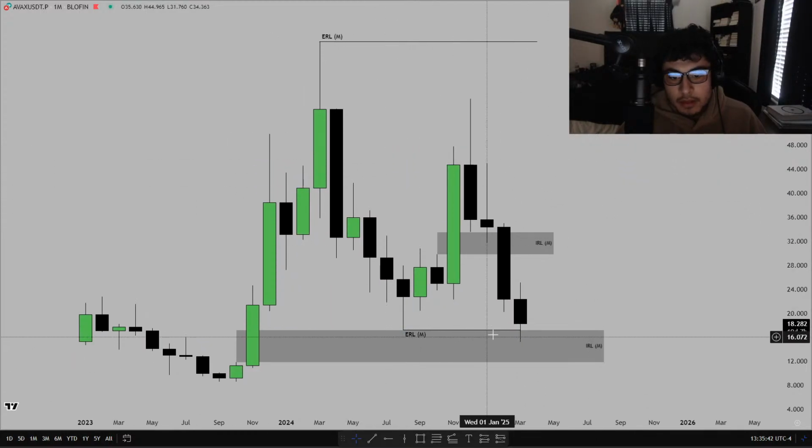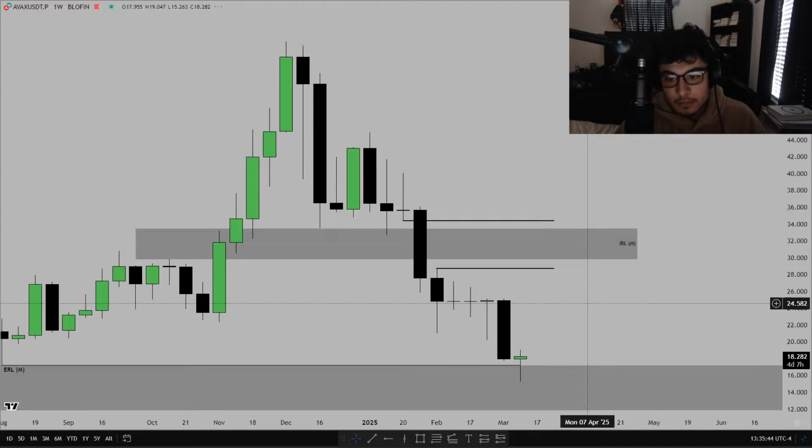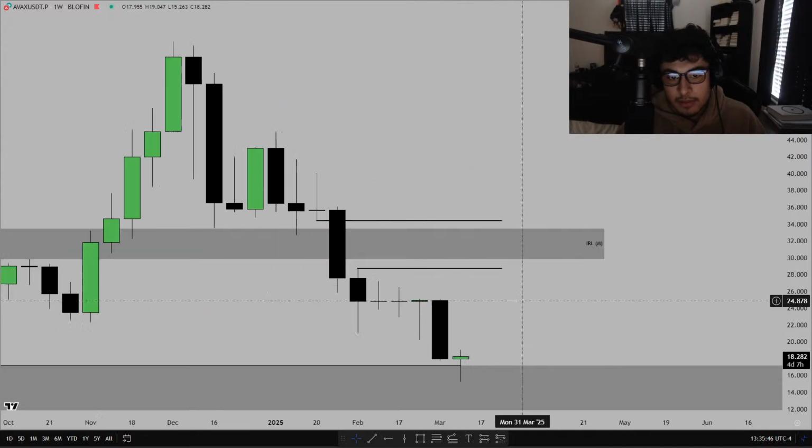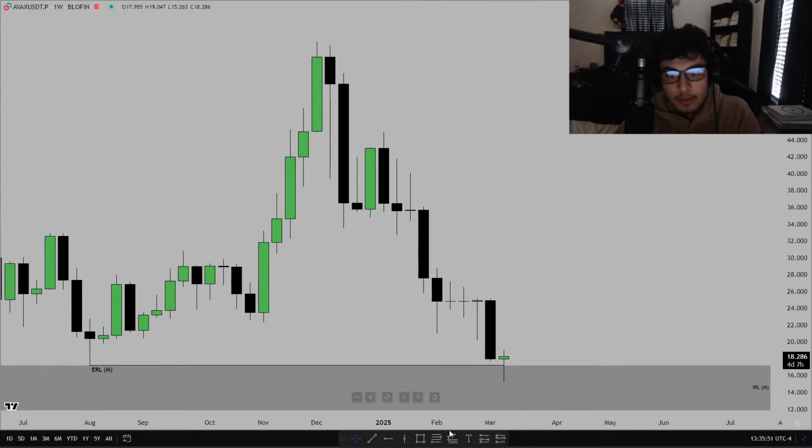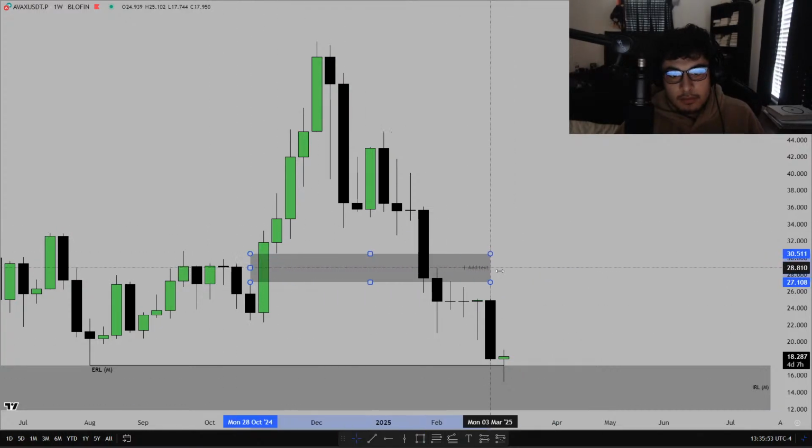So here, monthly BSE, sweeping the monthly low. Is this where we're likely to reverse? Most likely. And then let's take this off real quick. Let's leave this one right here. I want to leave the weekly one right here.